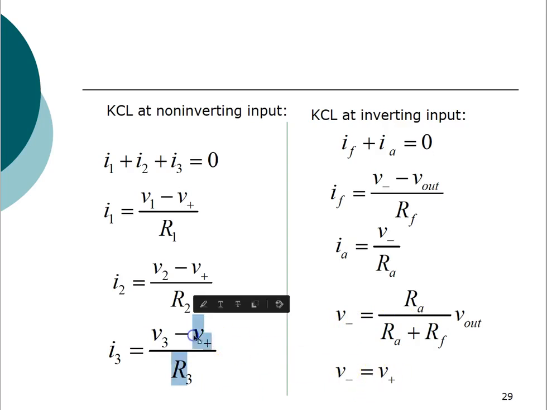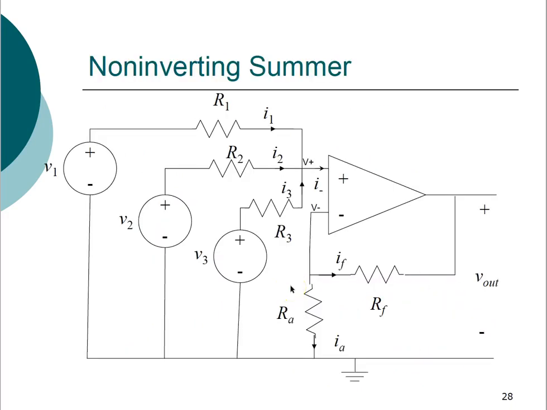So for this V plus, when you put all these three equations into this, you can find out the value of V positive, and then we will equate that equation to this V negative equation. Why are we doing this?